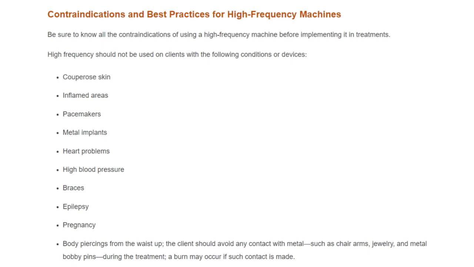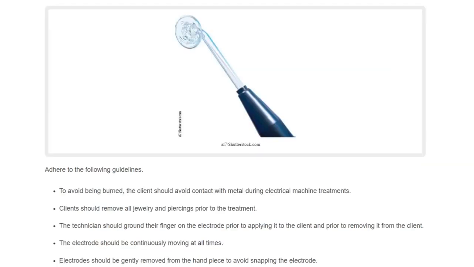The client should avoid any contact with metal, such as chair arms, jewelry, and metal bobby pins. During the treatment, a burn may occur if such contact is made. Adhere to the following guidelines. To avoid being burned, the client should avoid contact with metal during electrical machine treatments. Clients should remove all jewelry and piercings prior to the treatment.